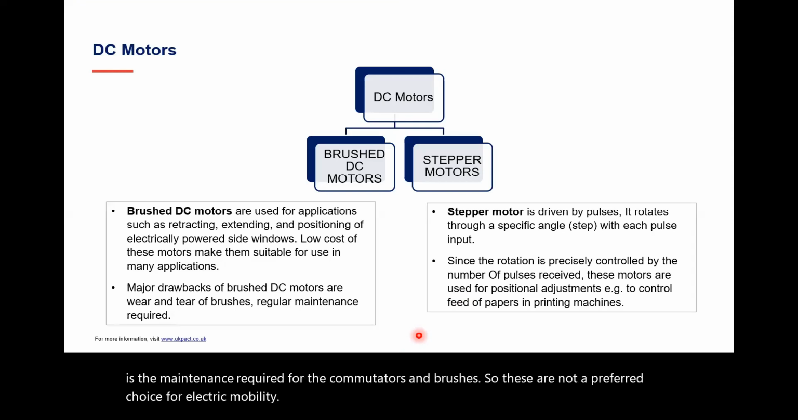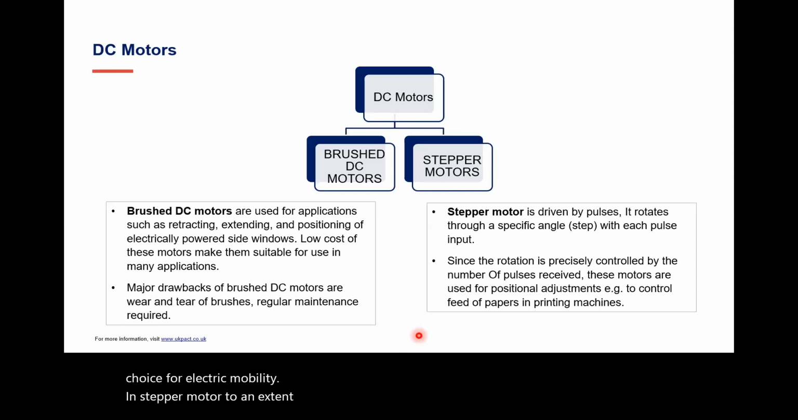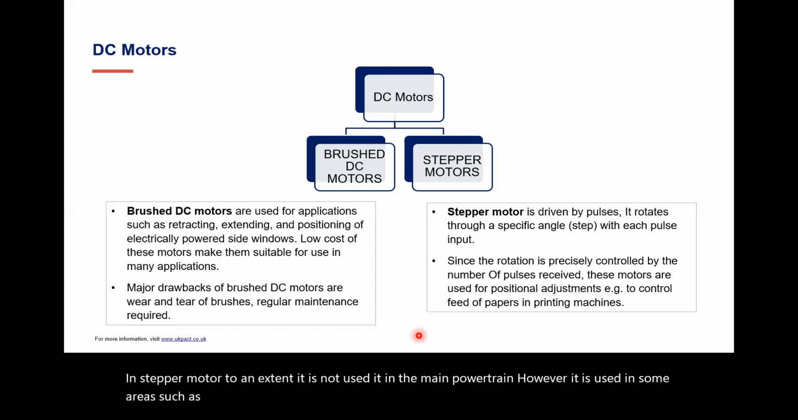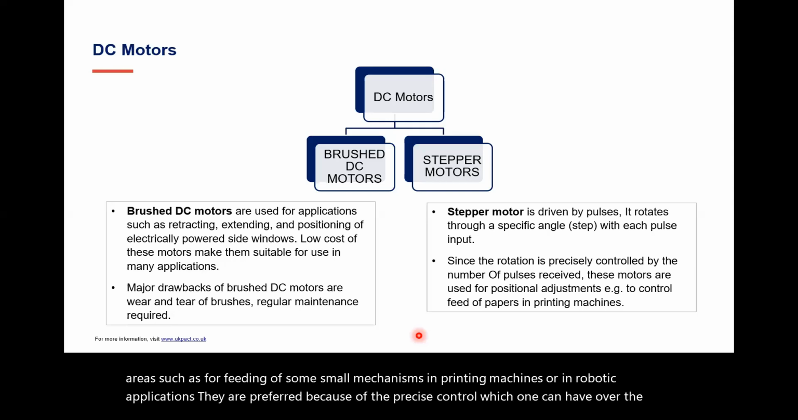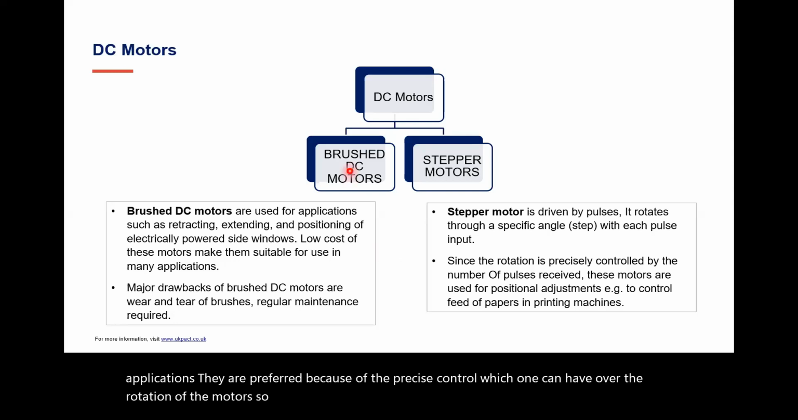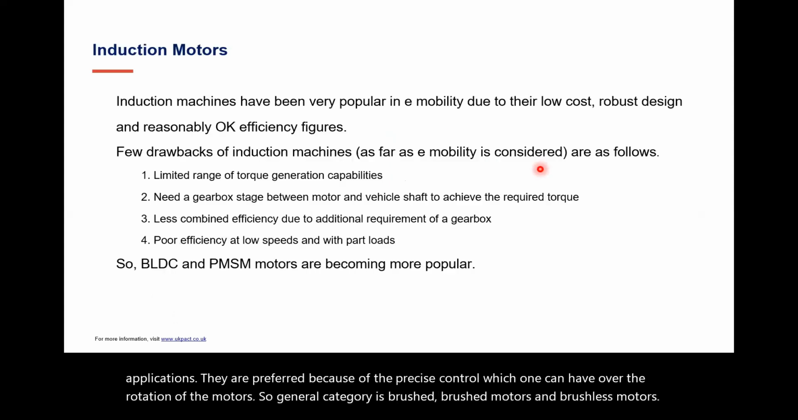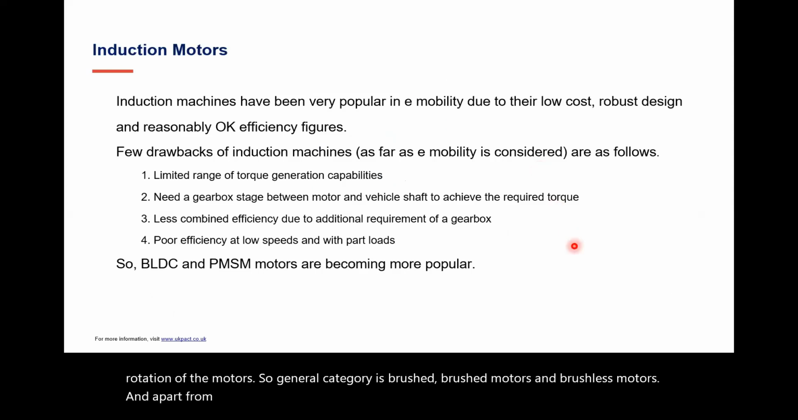Stepper motors, to an extent, are not used in the main powertrain. However, they are used in some areas, such as feeding of small mechanisms in printing machines or in robotic applications. They are preferred because of the precise control one can have over the rotation of the motors. So the general categories are brushed motors and brushless motors. And apart from these, the third one, which is quite popular, is the induction motor.